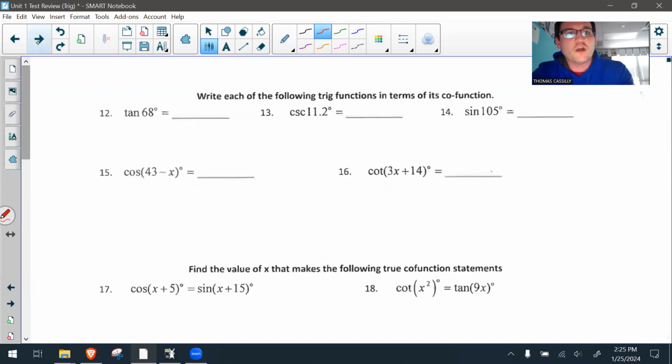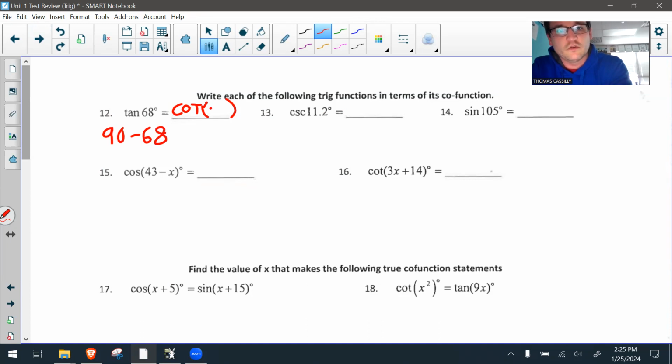So let's not overcomplicate these things. The tangent of 68 is equal to the cotangent. We just have to think what's going to get us to 90, right? So 90 minus 68, what is that going to be? I think it's 22, right? So the cotangent of 22.